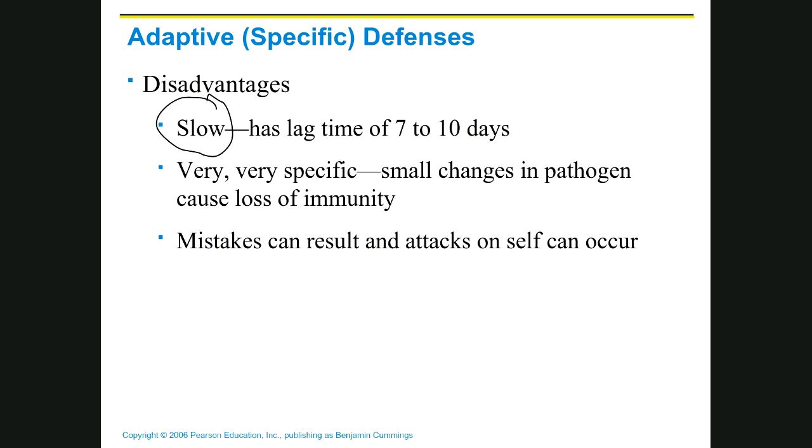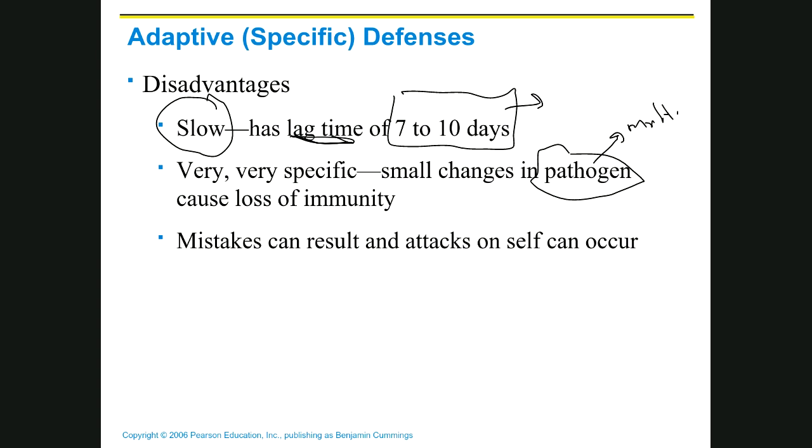And the disadvantages here, one of them is that it's slow. It has a lag time. Look how long lag time is. It's a week to a week and a half, 7 to 10 days. And during that 7 to 10 days, we're not doing anything against the pathogen. So the pathogen is going to multiply like crazy. And during that 7 to 10 days, what's going to happen is you're going to get very, very sick.